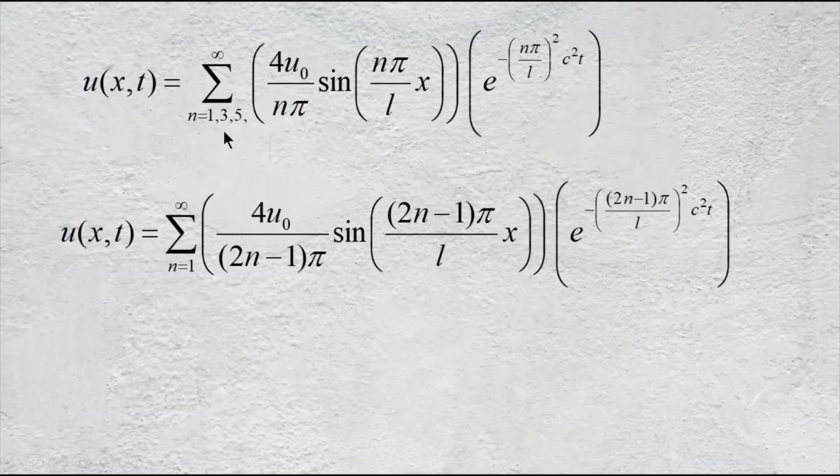Now if you want to retain the value of n as 1, 2, 3, 4, 5, etc., that means you should replace n with an odd expression. So here you can do that by replacing n as 2n minus 1, which is an odd number, even if you are taking n as 1, 2, 3, etc. So wherever you have n, you can replace it as 2n minus 1.